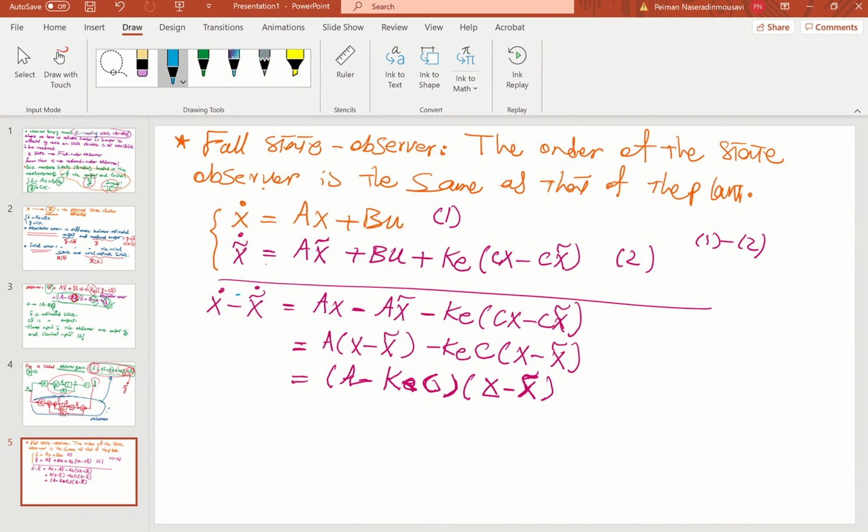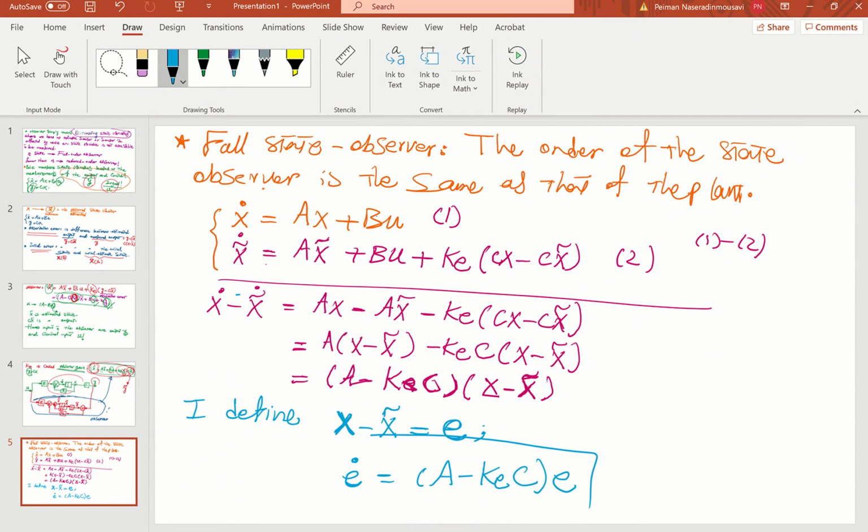Now I define x minus x hat, the difference between the real state variable and the estimated one, as e, the error signal between them. So you can write this equation as e dot is equal to (A minus K_E C) e. Is it familiar to you?